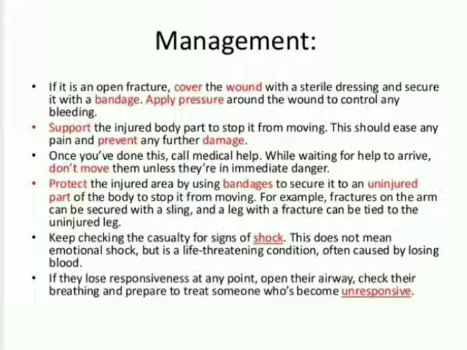If an open fracture is there, cover the wound with a sterile dressing, secure it with a bandage and apply pressure to control the bleeding. After that, support the injured part and prevent any further damage. Call for medical help and don't move them unless necessary. If any signs of shock are there, we must keep checking. Call the ambulance and save the life of the person.